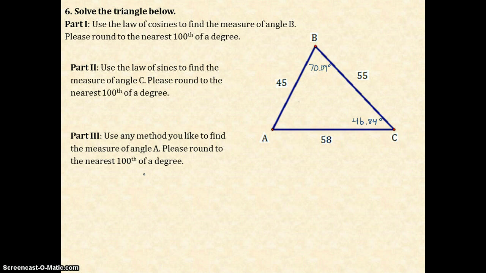And part 3 is use any method you'd like to find the measure of angle A. I like subtracting from 180. And I get 63.07. So now this triangle is solved. I know all 3 side lengths and I know all 3 angles.